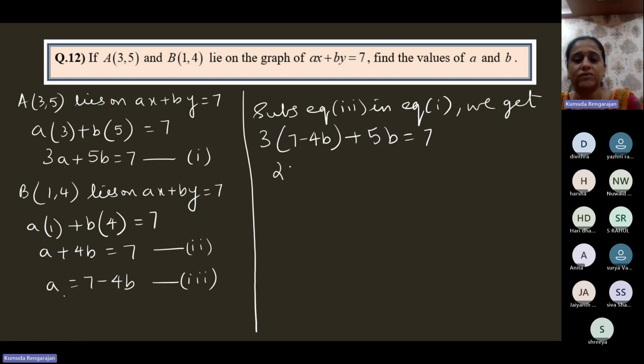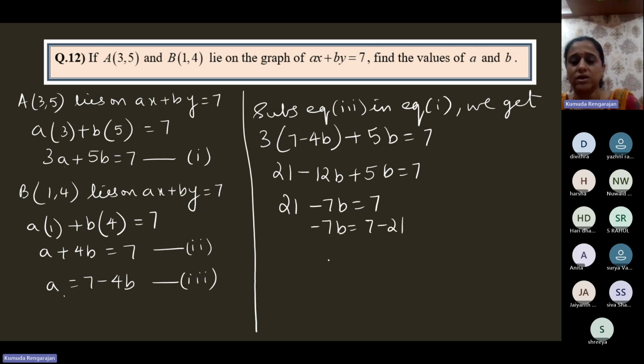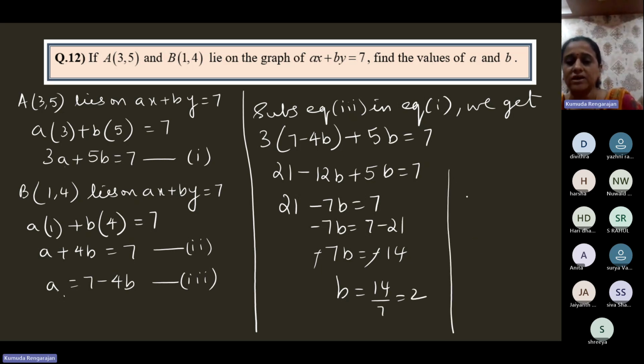So 3 sevens are 21 minus 3 into 4B, 3 into minus 4B, minus 12B plus 5B is equal to 7. So 21 minus 7B is equal to 7. Minus 7B is equal to 7 minus 21. Minus 7B is equal to minus 14. Minus cancels. B is equal to 14 by 7, which is 2. So now we got the value of B. Now what's A? A is equal to 7 minus 4B.